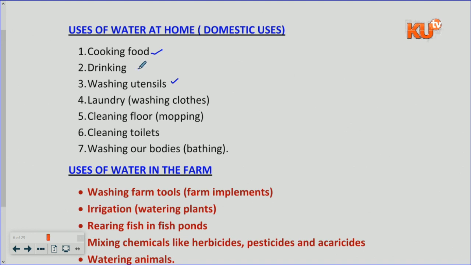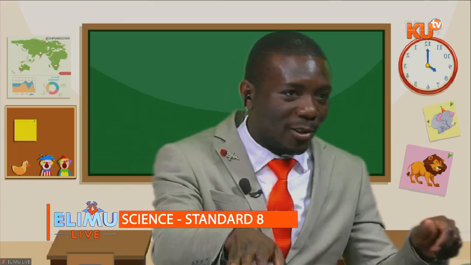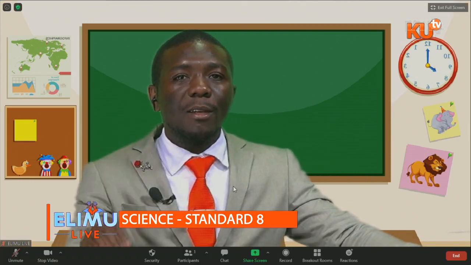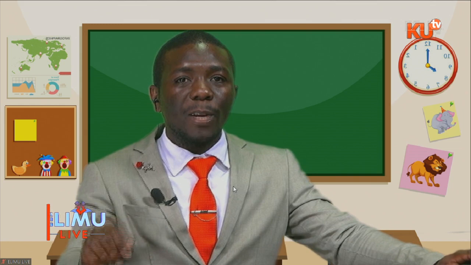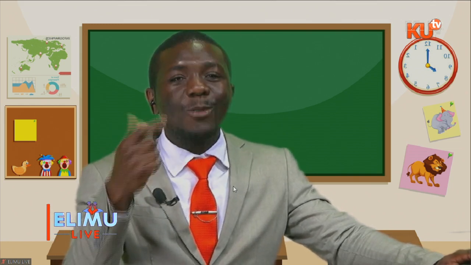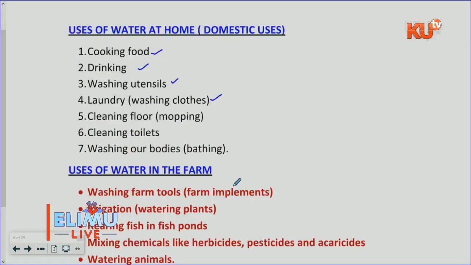Drinking, we drink water. And right now, it's advisable to drink a lot of water because of the pandemic. Three, laundry. We use water to wash our clothes. Washing clothes is also known as laundry. I've used this word laundry because when you come to class 8, we shall learn about this use of water: which type of water is best for laundry? We shall learn which one it is. So right now, let us focus on grade 4 work.